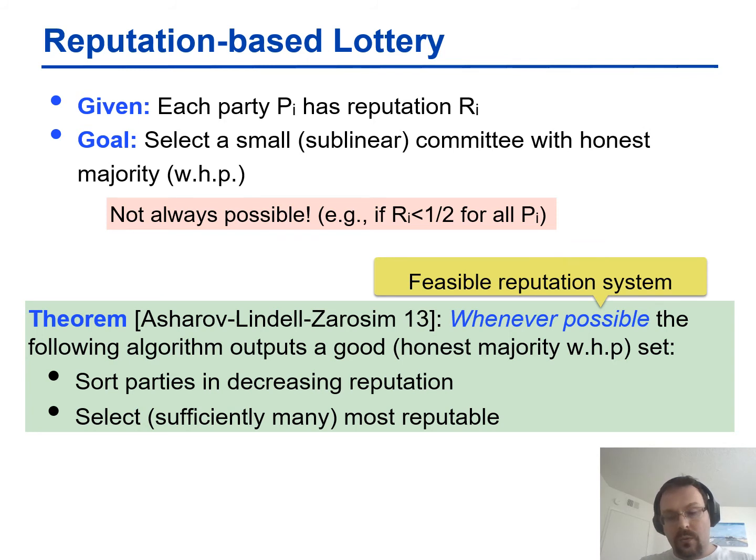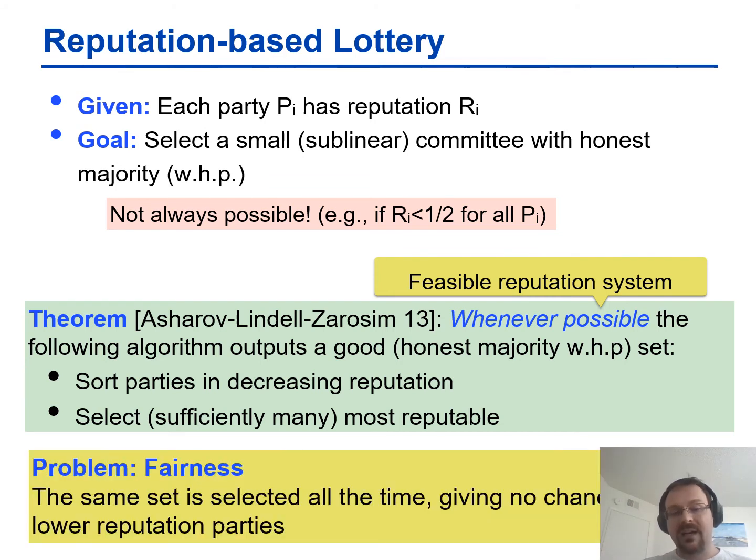Now, as a side note, I will refer to reputation systems which do allow for honest majority committee selection of the size that we want as feasible reputation systems. What this theorem says is that feasible reputation systems always allow us to select honest majority with this algorithm. So are we done? Unfortunately not, because this algorithm has an issue with fairness. So it is the case that always the parties with highest reputation are selected. So even if a party has very good reputation, but it's not among the highest, he will never be selected in the protocol. And that creates an issue with participation, right? Parties with low reputation don't even want to be part of this protocol because they don't even care.